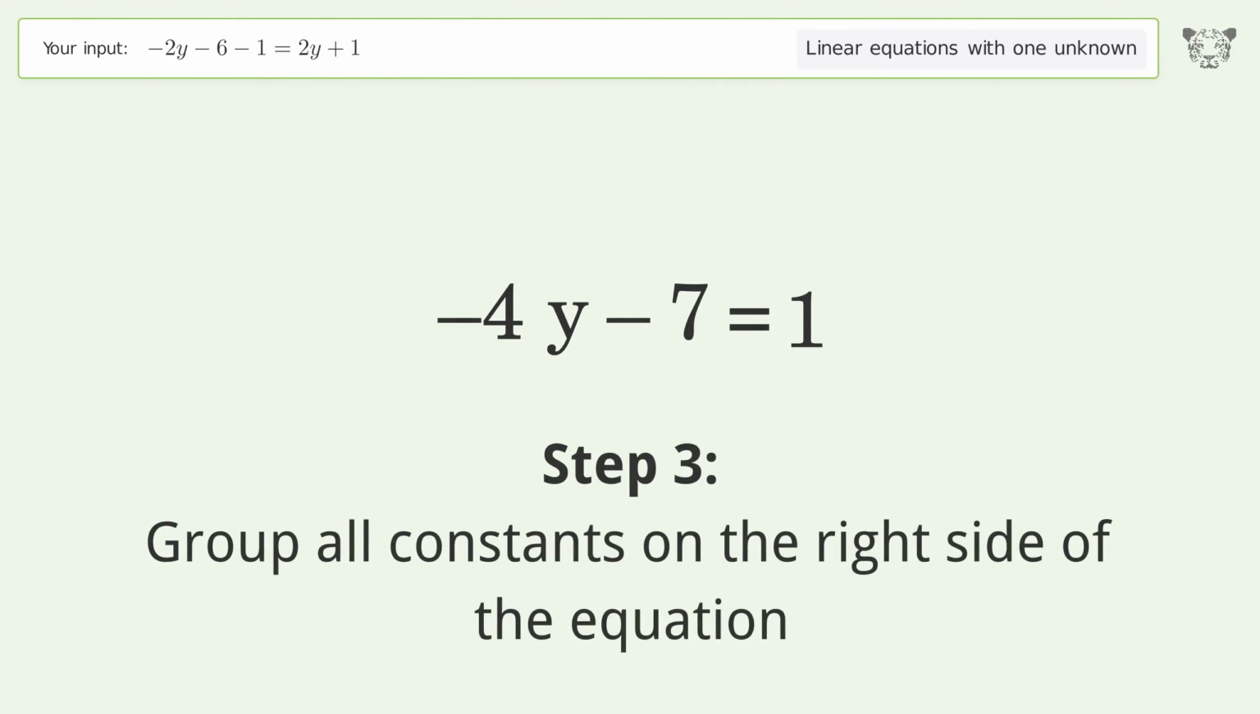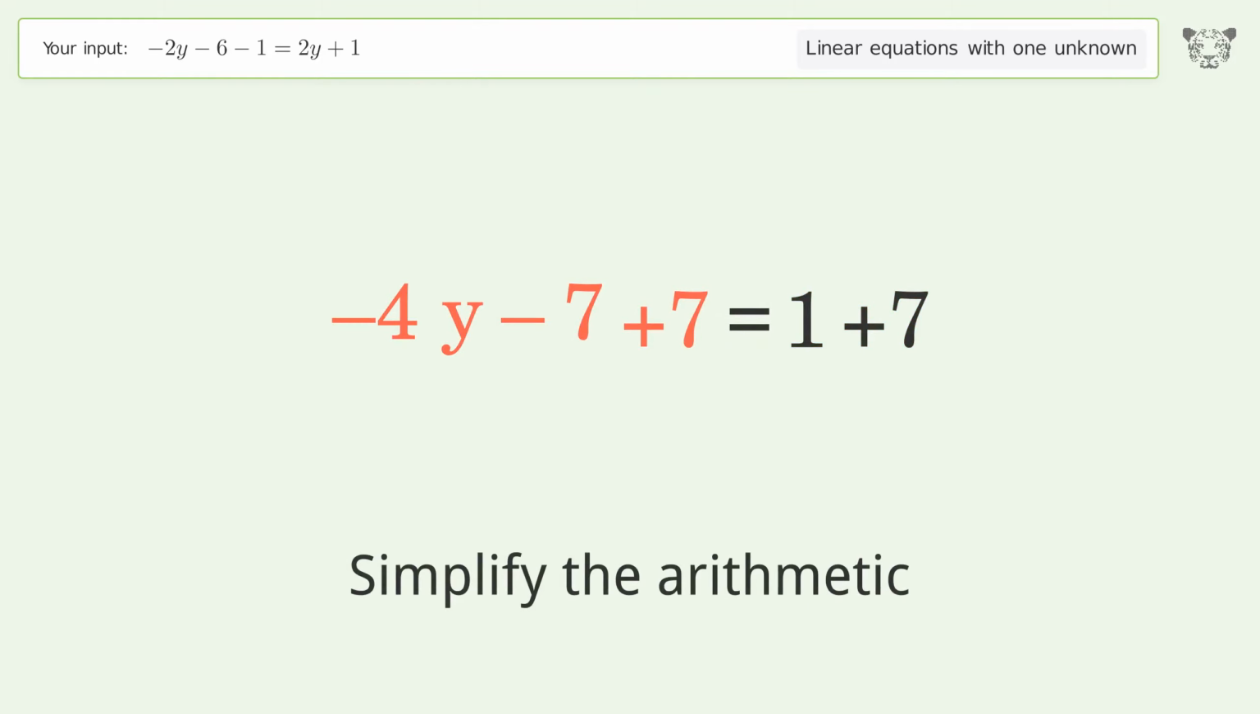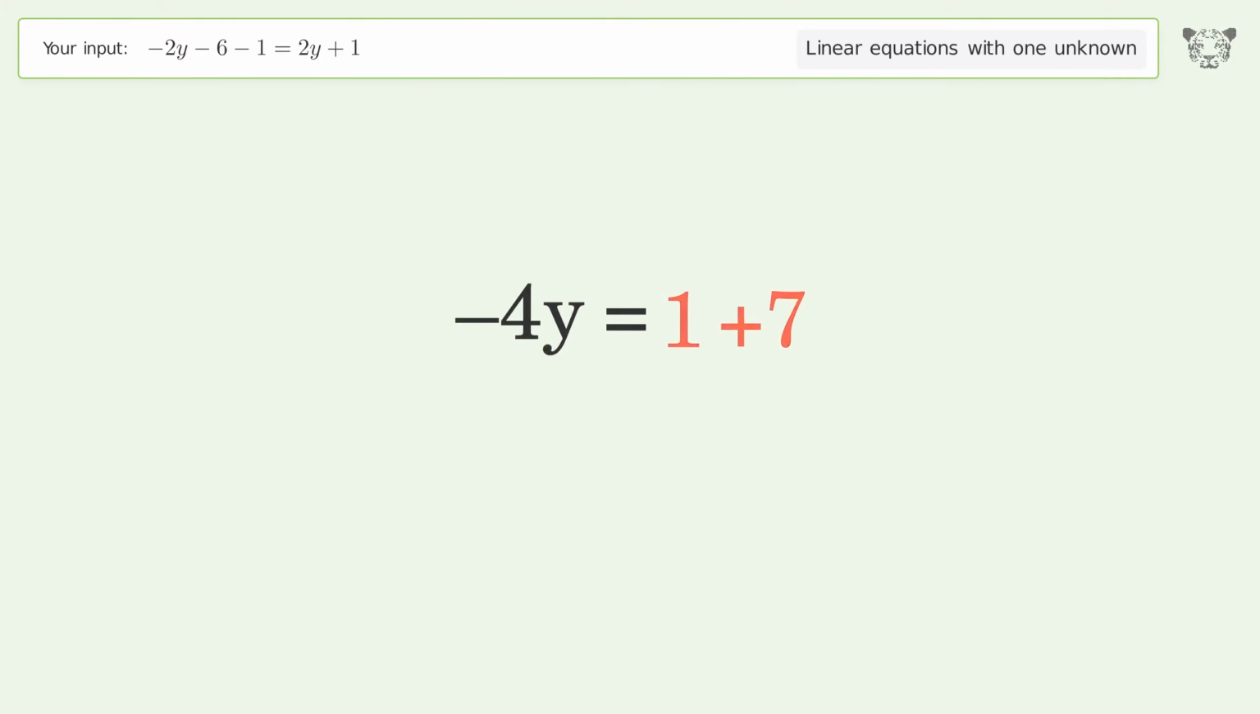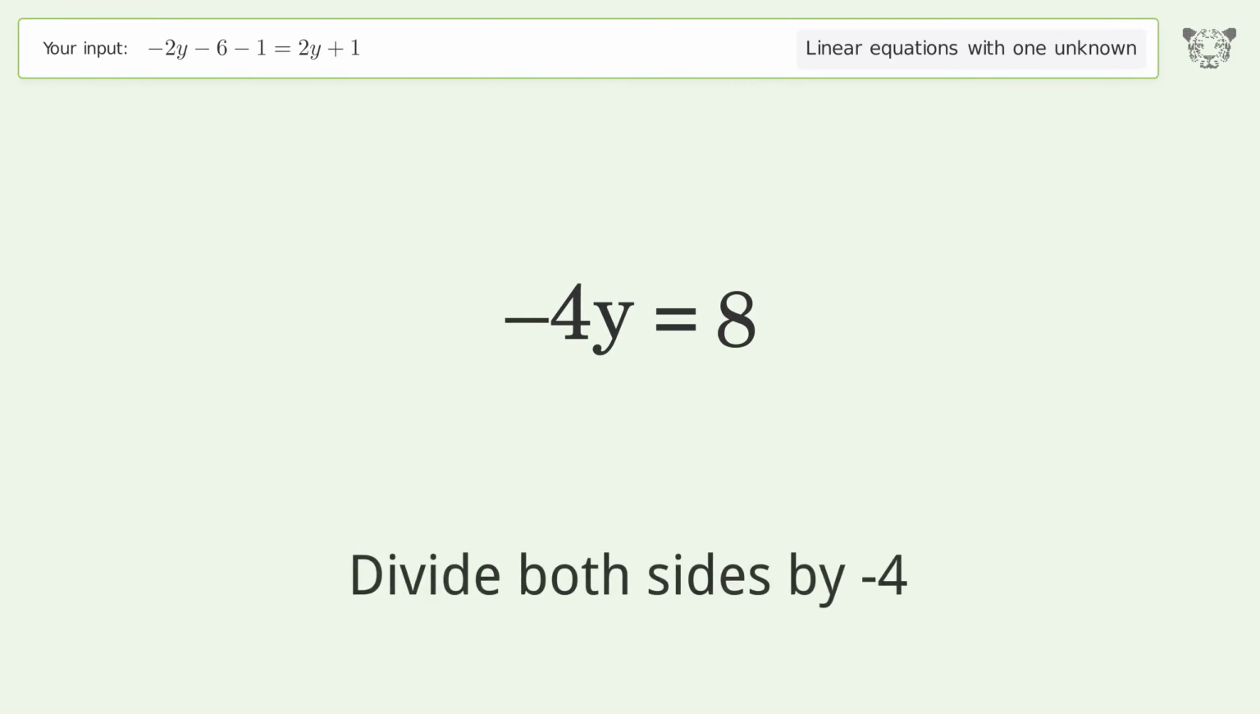Group all constants on the right side of the equation. Add 7 to both sides. Simplify the arithmetic. Isolate the y. Divide both sides by -4.